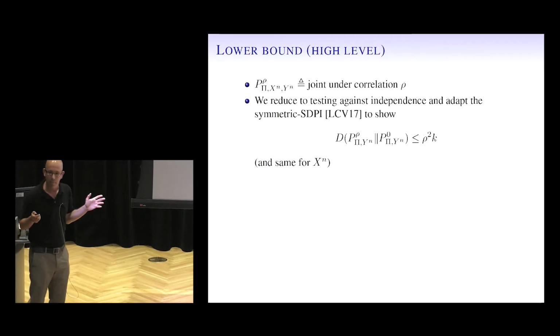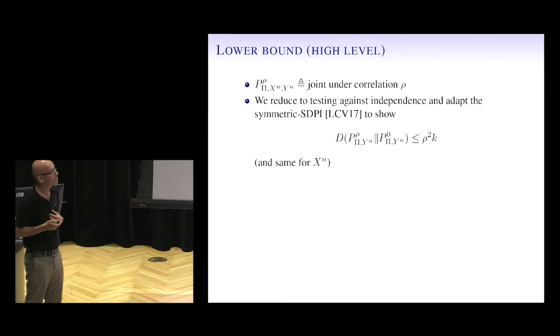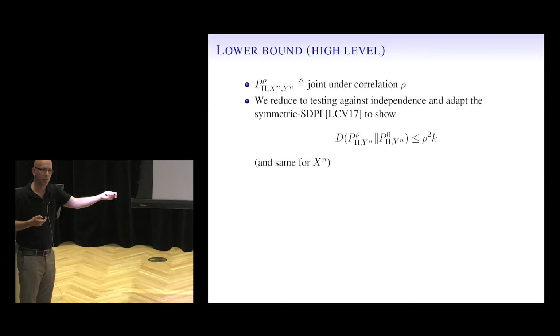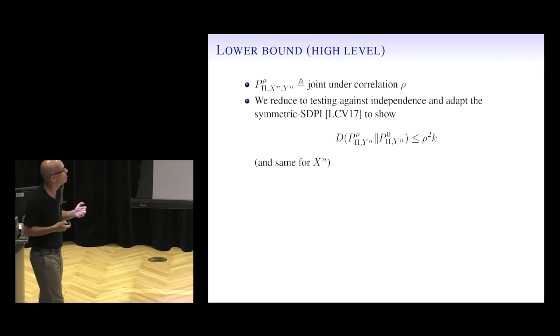Okay, so lower bound, which is the more interesting part, I guess. So this is a high-level description. Let me write P rho as the joint distribution under correlation rho. So I'm assuming correlation rho here. And what we do is we reduce the problem to testing against independence. And we use this beast we call the symmetric SDPI, which I'll talk about in a minute.